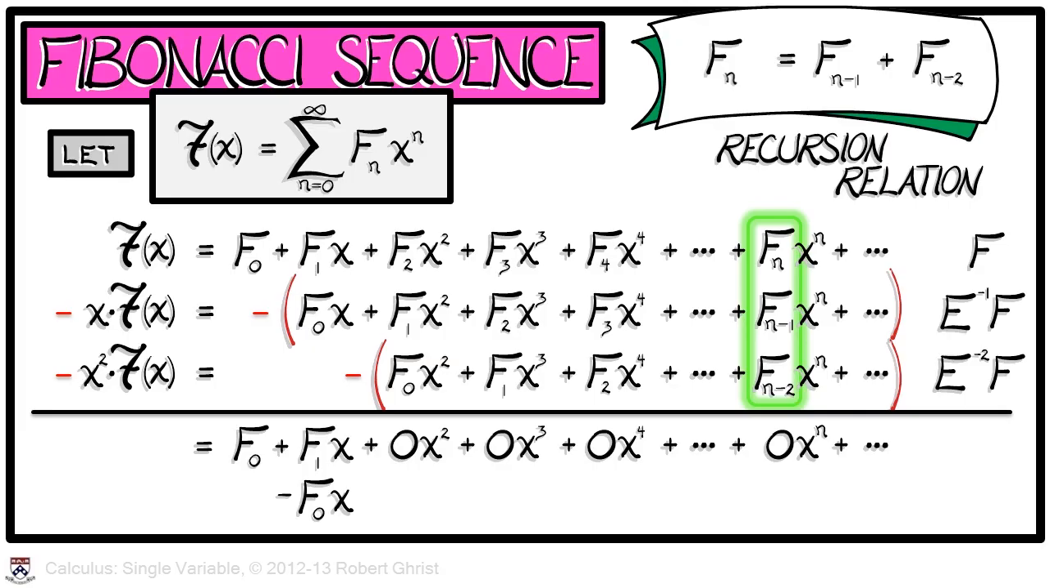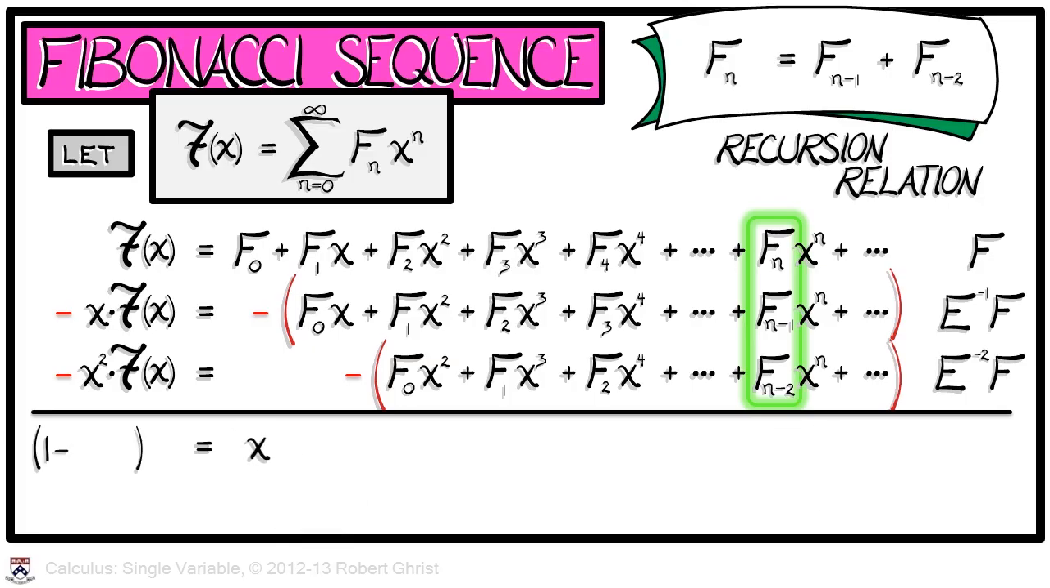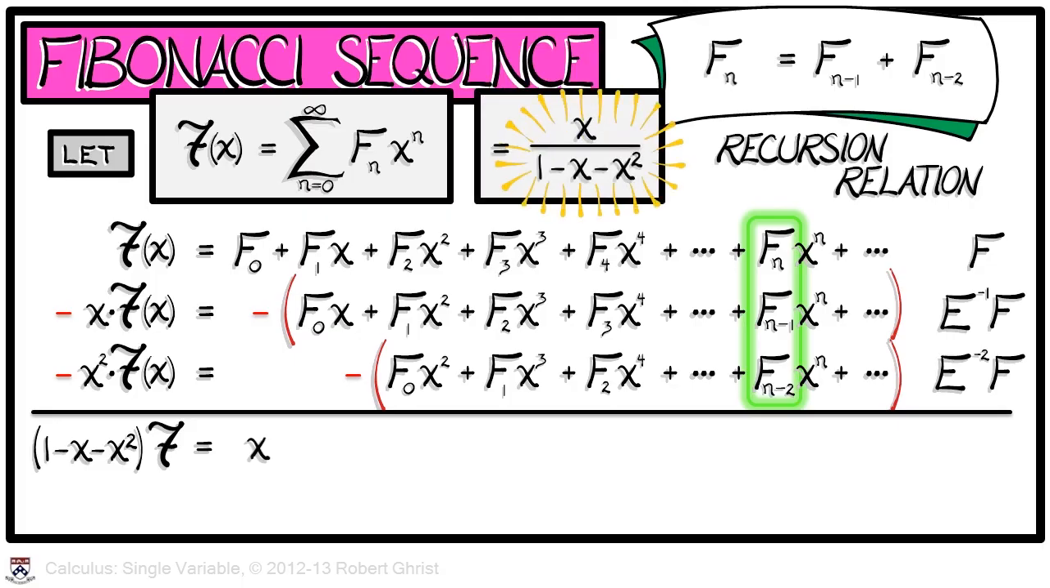Now, because we know the exact values of f naught and f1, we see that on the left we have f minus xf minus x squared f. On the right we have simply x. Solving for script f gives us the power series formula that script f, the power series, the Fibonacci sequence, is equal to x over 1 minus x minus x squared.